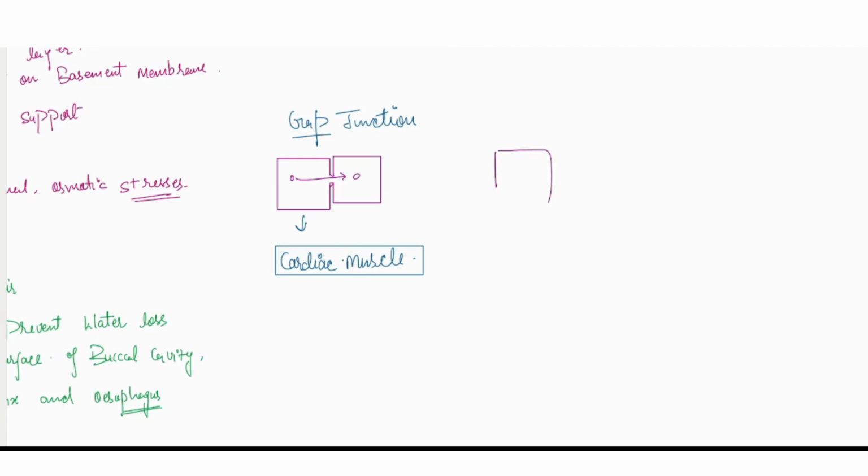For example, there are two cells, and in between these two cells there is no gap. These cells are completely stitched, just like two cloths we keep over each other and then stitch with a stitching machine. So there is no gap, so a molecule cannot cross from one side of the cell to the other side, and even from one cell to another cell there is no crossing, there is no junction between these cells. So that is the part where there is no communication, it is completely leak proof. This type of junction is known as the tight junction.